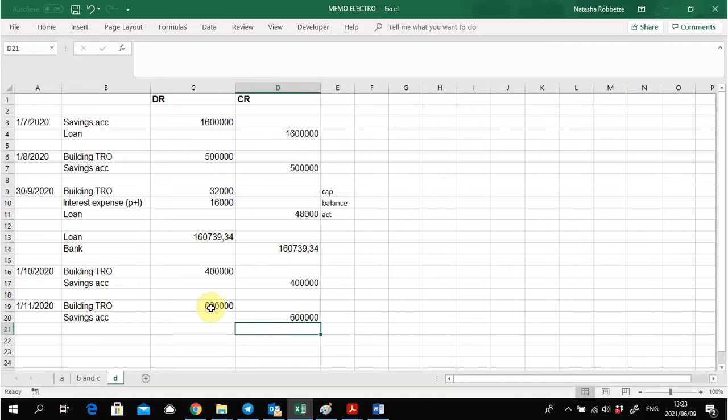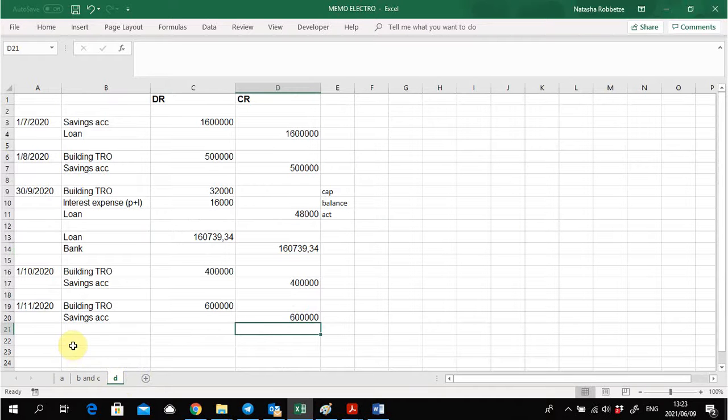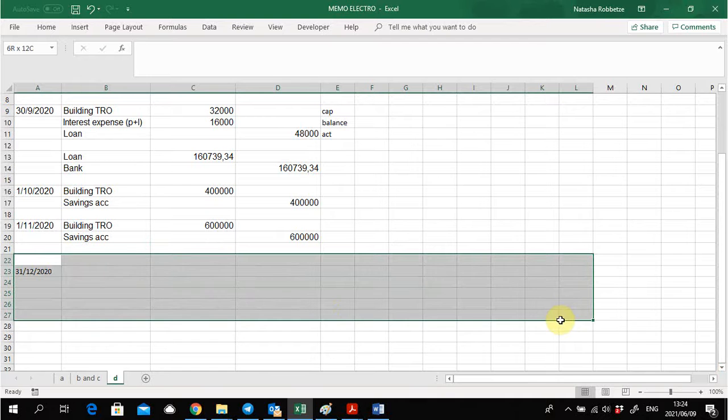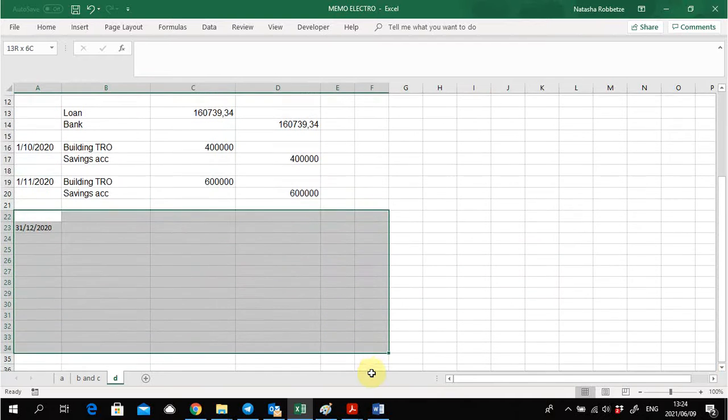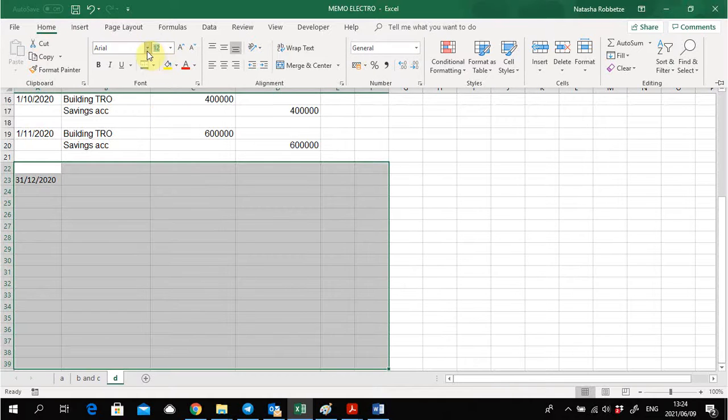Right, then our 3 months have lapsed. We are on the 31st of December, and another 3 months have lapsed for us. So there's a payment due on the 31st of December. Let me just make sure that everything is written in Arial. You know, Excel is only my friend some or other times.